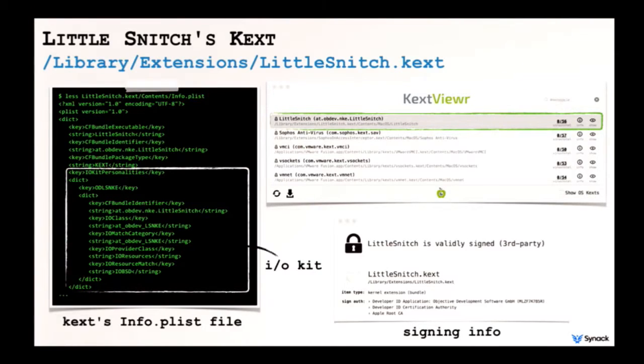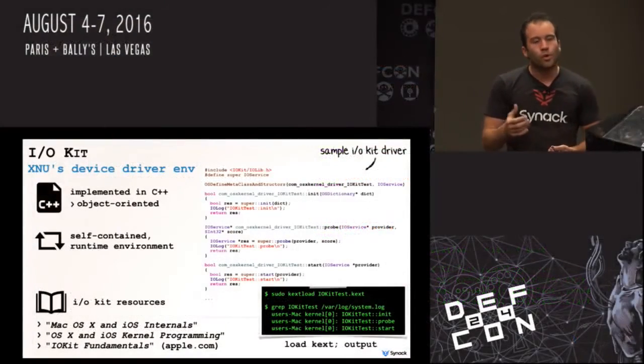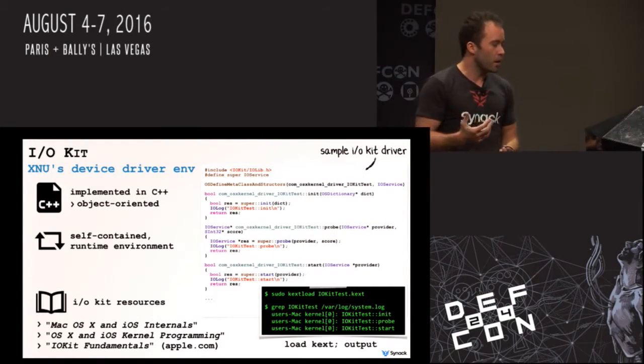So the LittleSnitch kernel extension lives in Library/Extensions. It's signed and it's started automatically every time the system starts. If we look at its Info.plist file, which has characteristics about it, we can see it's an IOKit driver. So what is IOKit? IOKit is basically Apple's device driver environment. It's an object-oriented programming model that's implemented in a subset of C++.